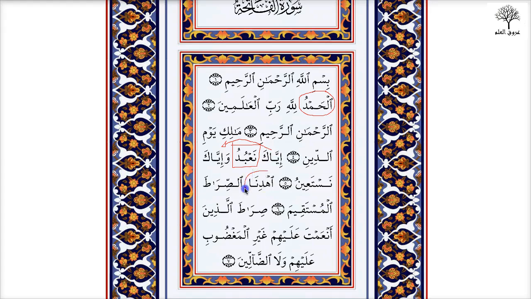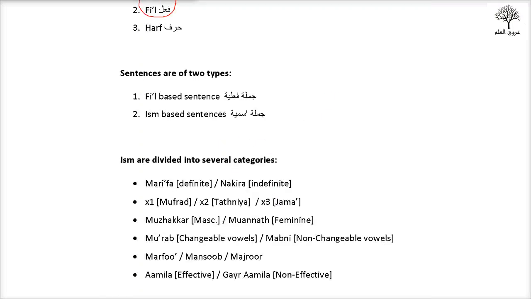Ihdina. So ihdina, what kind of a sentence is this? Excellent. It starts off with the verb, yeah? So you got the idea, alhamdulillah. So these are the two main types of sentences that we're going to be dealing with.